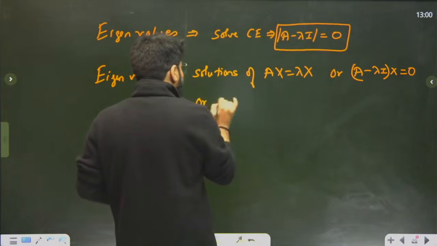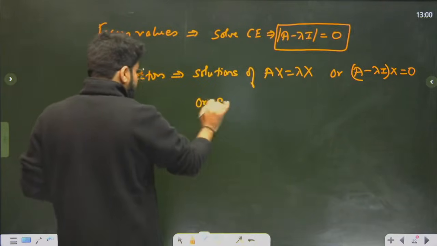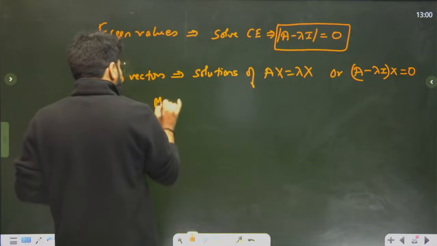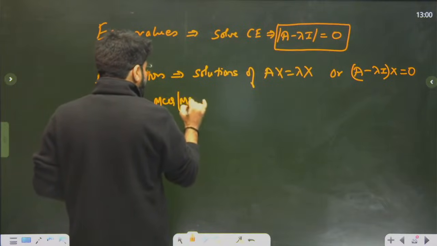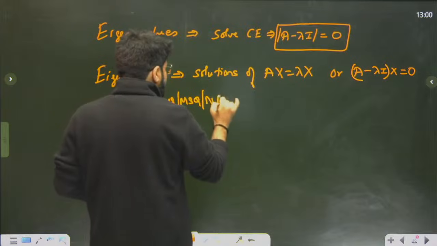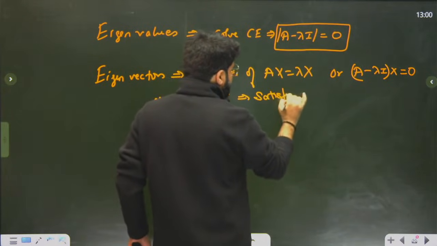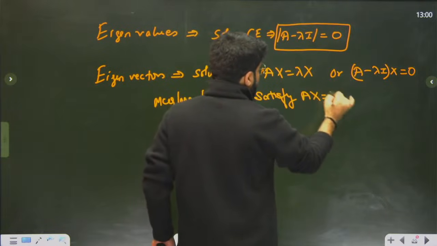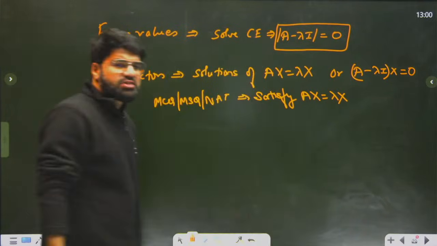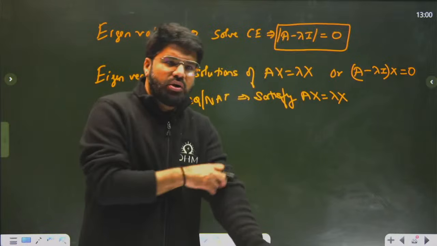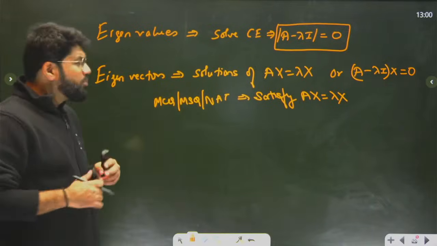For MCQ or MSQ, for your GATE level question, I will show you that in every type of question this approach works. You just have to satisfy Ax equal to lambda x. That's it. You will get what is required by the question. So every type of question will come.